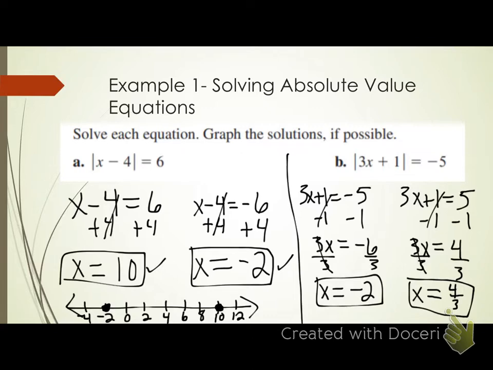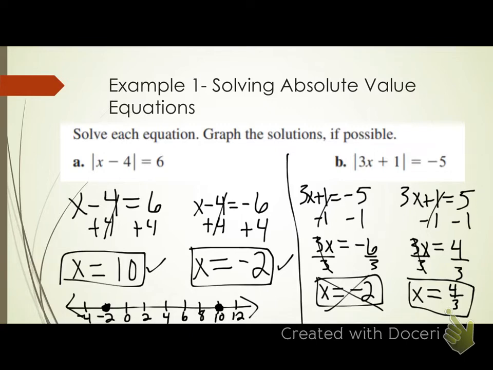Plug negative 2 in. 3 times negative 2? Negative 6. Negative 6 plus 1. Negative 5. What's the absolute value of negative 5? 5. Does 5 equal negative 5? No, it doesn't, does it? Uh-oh. Negative 2 didn't work, did it?